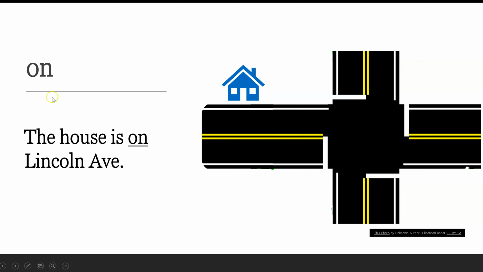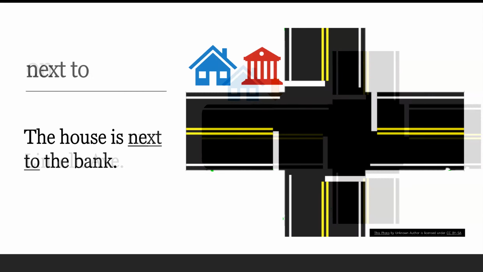So this preposition is on, and the example is the house is on Lincoln Avenue. Okay, so we see the house here, and it's on the street. So here we're focusing only on the street. We're not looking at the neighbors or anybody else, only the street. And if you want more practice on prepositions, I do have another video about in, on, and at. Okay, so here the house is on Lincoln Avenue.